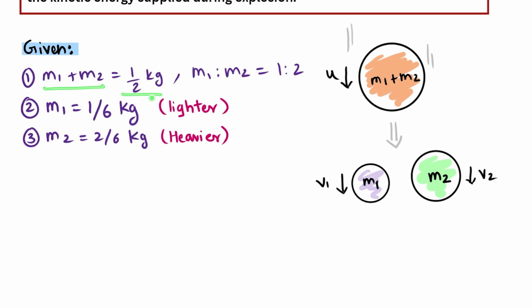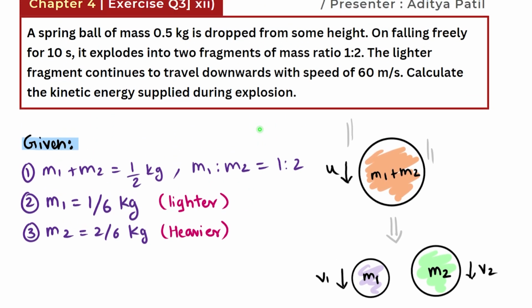So m1 plus m2 is given to us as half kg, and the ratio of split is given to us as 1:2. So the mass of the smaller fragment would be 1 by 6 kgs, and the mass of the larger fragment would be 2 by 6 kgs. We have just used the ratios and the mass value. That's it. So m1 is the lighter fragment and m2 is the heavier fragment.